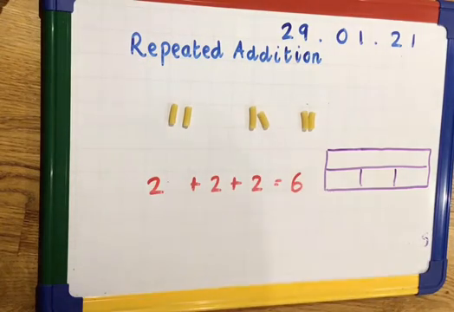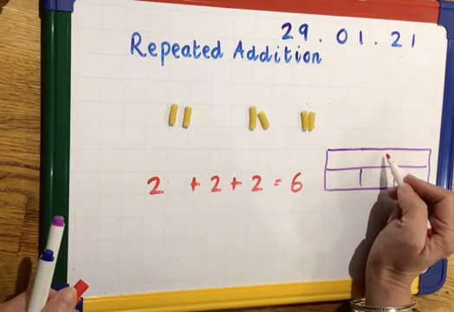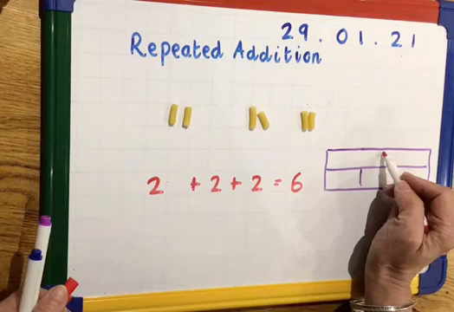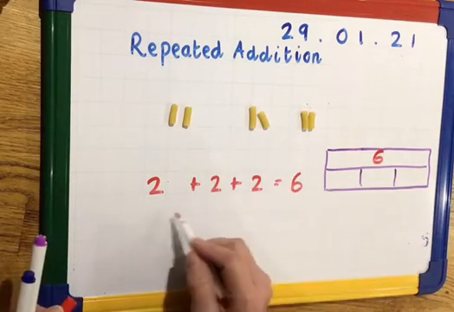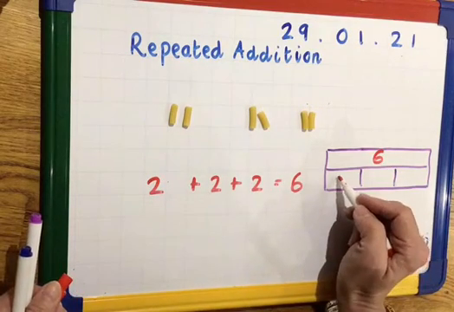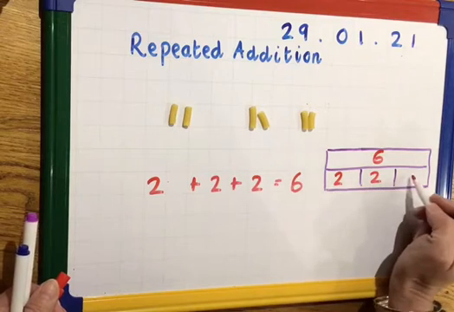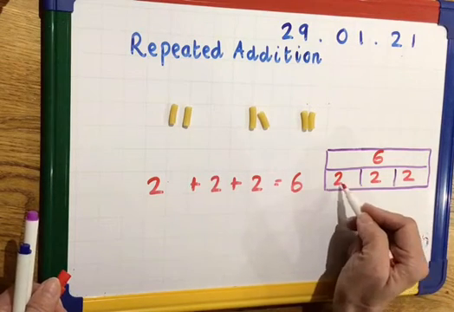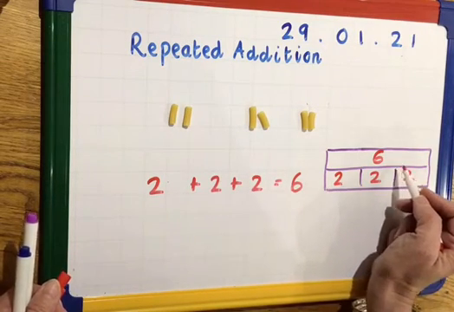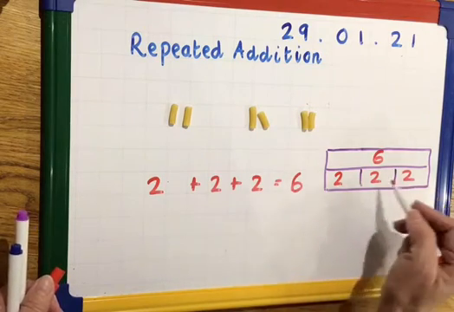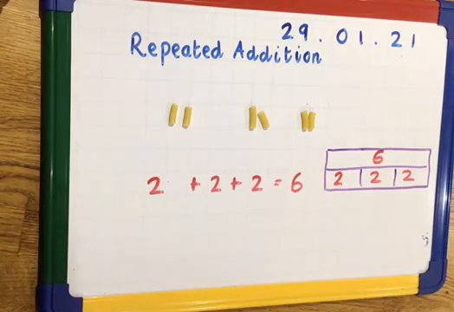I can show this in a bar model as well, children. So my bar model, my biggest number, my whole goes here. And then my parts, my smaller numbers, go here. And 2 add 2 add 2 would add up to 6 because the sum of the parts will make the whole.